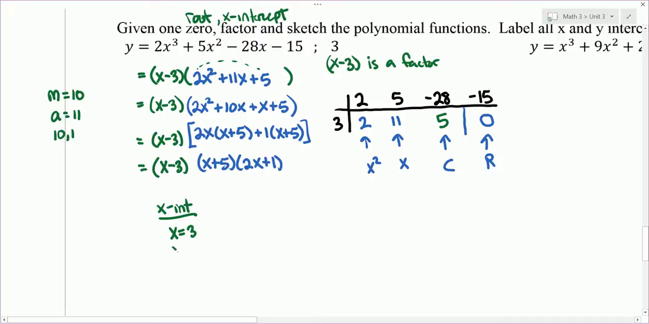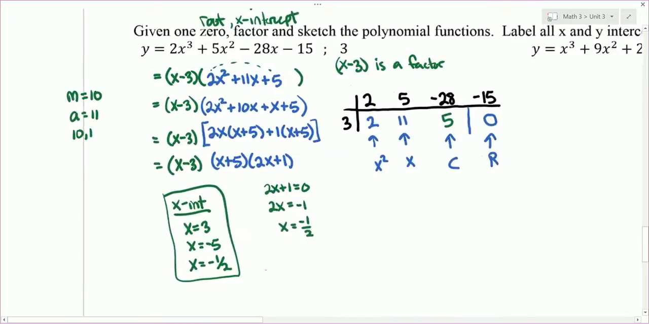The second x-intercept is going to be negative 5. But the third one may not be so obvious to you. To find this, you can just take the 2x plus 1, set it equal to 0, and solve. Subtract 1. Divide by 2. So you get negative 1/2. So those are our 3 x-intercepts.